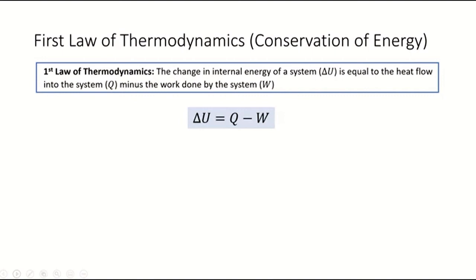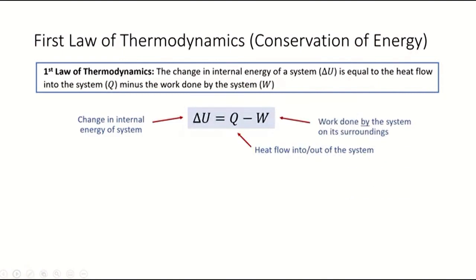So now we're ready to talk about the first law of thermodynamics, which really is another statement of conservation of energy. We've done conservation of energy quite a few times in this class. This is really another specific example. Specifically, the first law tells us that the change in internal energy of a system, delta U, is equal to the heat flow into the system, which we call Q, minus the work done by the system, which we call W. So we end up with delta U equals Q minus W.